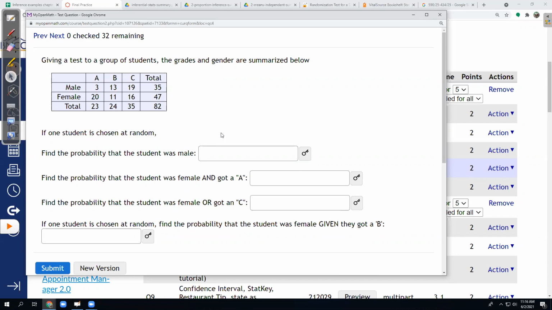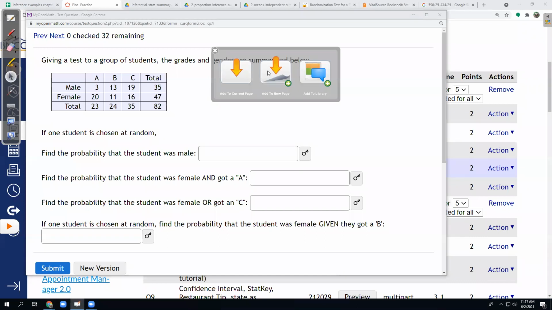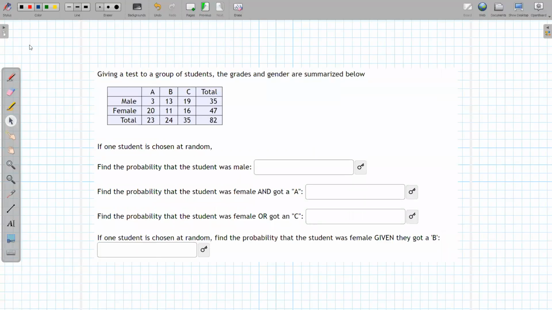And again, this is problem number 4 from the final practice. That's it, find the probability a student was male. All right, so I'm gonna copy this into my notebook so I can scribble on it. Number 4 from the final practice. Probability a student was male. So that means I need to count the male students and then divide by the total because it doesn't tell me anything else to do.